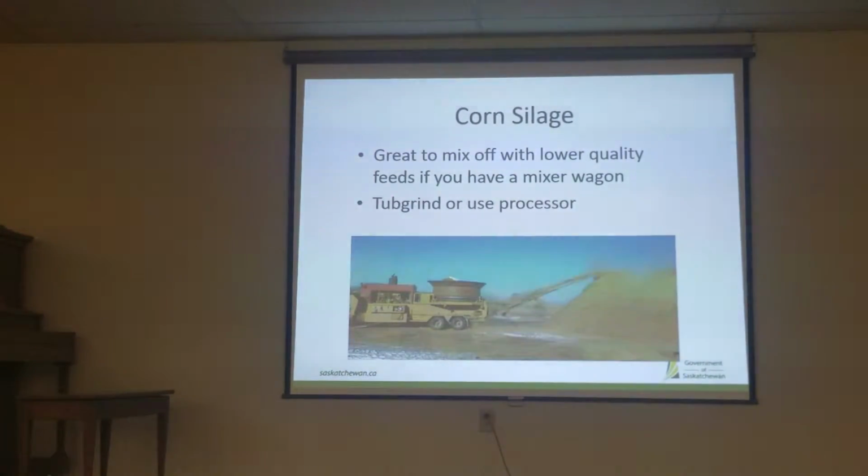One nice thing about corn silage in a year like this is it's great to mix off with lower quality feeds if you have a mixer wagon. So this is canola straw being tubbed around that, normally cows would not eat if you just put it out on the bale feeder, but it's a way to force them to eat it. Though when it's mixed with corn, it still tastes good. But you do need to have a tub grinder come in, or else a bale processor that will process it fine enough. And this is going to cost you probably $4 to $5 a bale to get that processed.